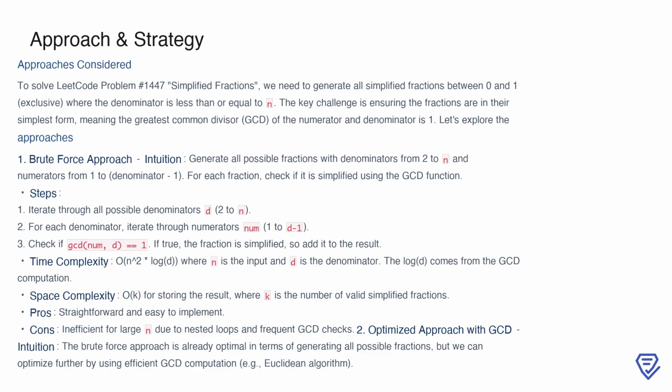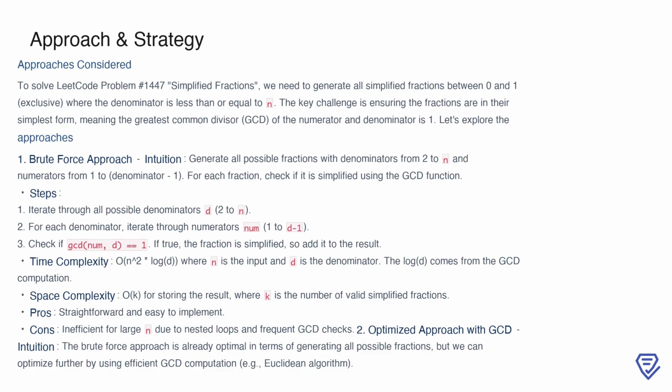One approach is a brute force method. The intuition here is to systematically generate all possible fractions by iterating through denominators from 2 to n and numerators from 1 to 1 less than the denominator. For each fraction, we check if the GCD of the numerator and denominator equals 1. If so, it's simplified, and we add it to our result set.